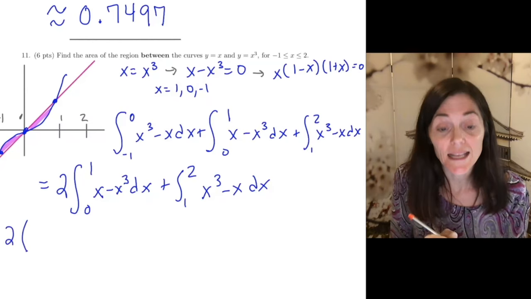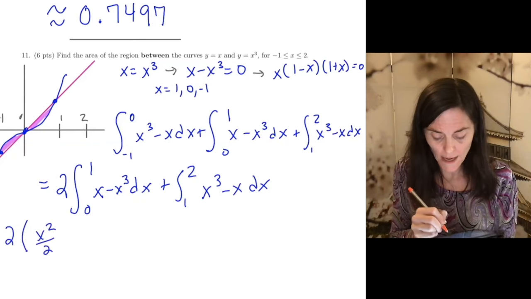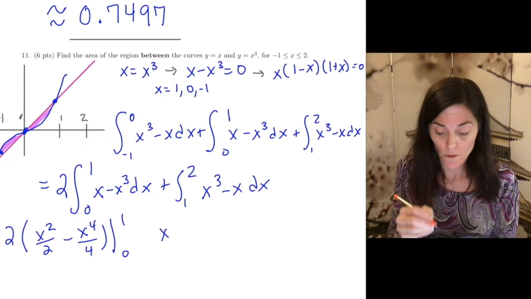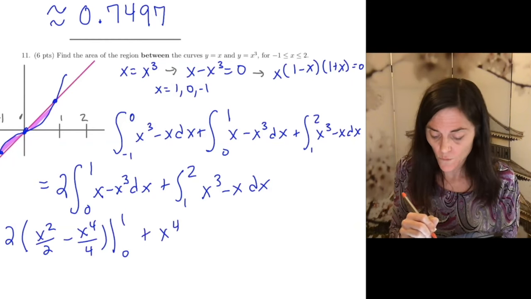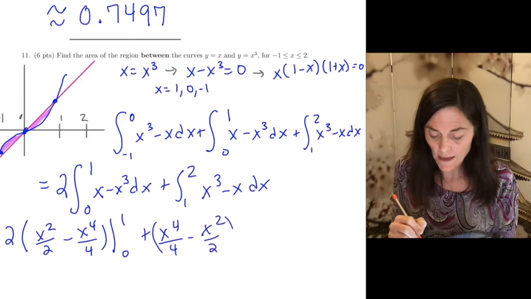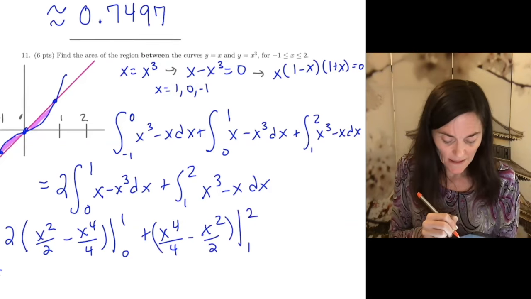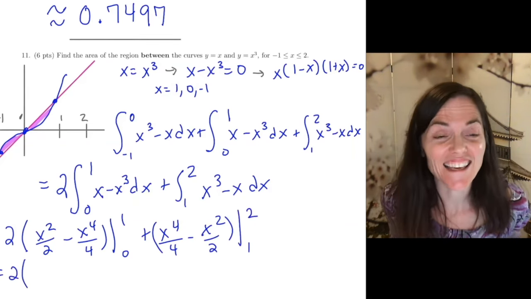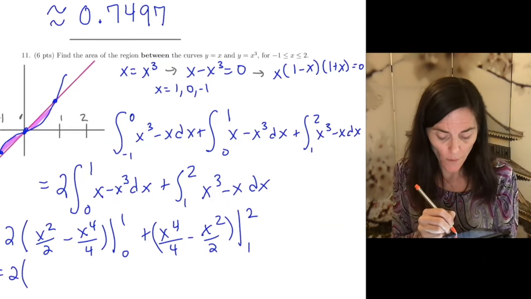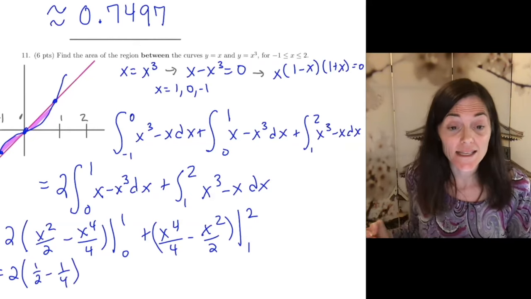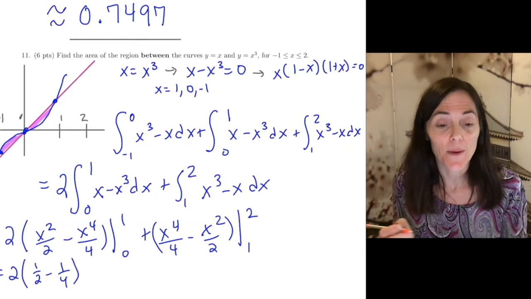Well, let's integrate. We get x squared over 2 minus x to the 4th over 4, evaluated between 0 and 1, plus we have x to the 4th over 4 minus x squared over 2, and again, evaluated between 1 and 2. So let's, at this point, use the fundamental theorem of calculus, evaluate at 1. We get 1/2 minus 1/4. When we evaluate this at 0, we get 0. Maybe I won't write that.